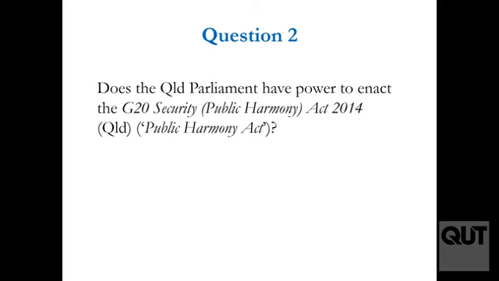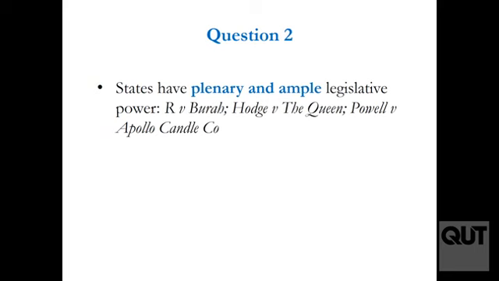So the next issue you do need to work through is whether the Queensland Parliament has the power to enact the G20 Public Harmony Act. So again, in an exam, if you see state legislation, if you see the words QLD or New South Wales or WA at the end, you know that you can deal with that really quickly. The states have plenary and ample legislative power. That's not going to be the issue in dispute.